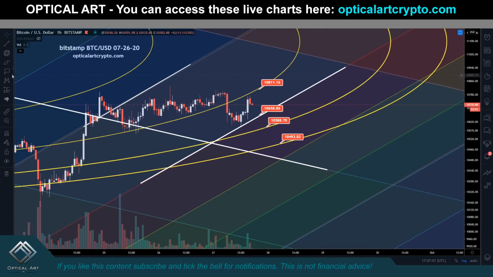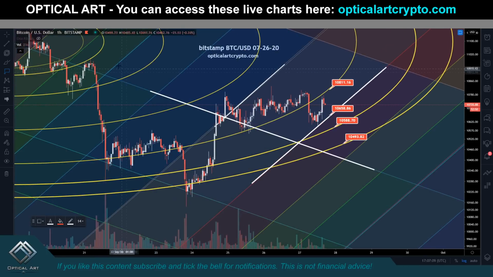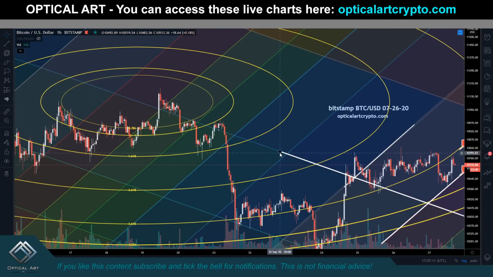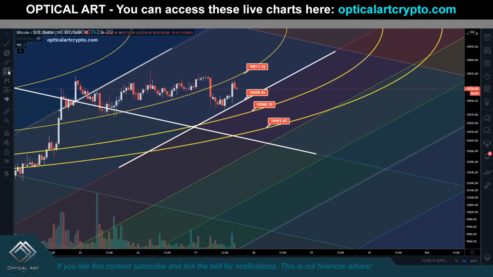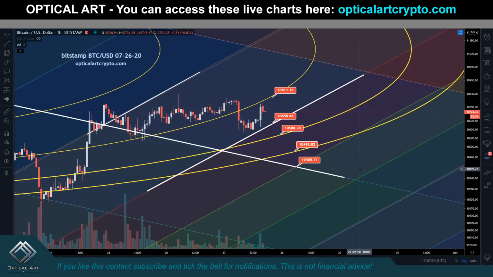10,500-ish. And you can clearly see, if we go back, the price has been respecting this fib channel line here as well. So a likely target below, you have this green line going vertical, and you have this white line horizontal. That's just to show you how to play these for targets.